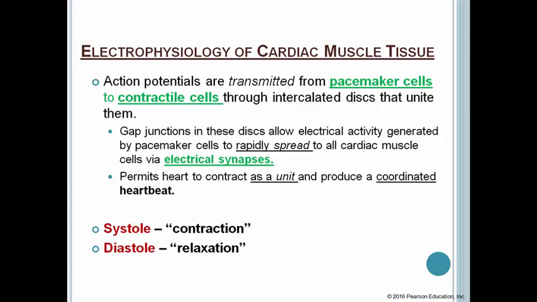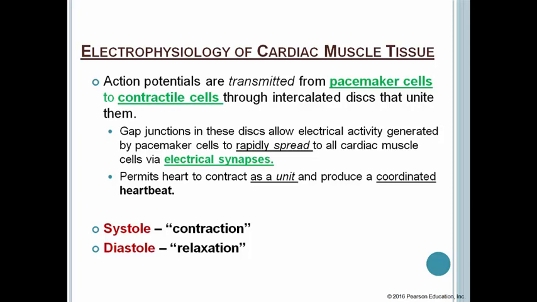Moving on with the electrophysiology, now we know that action potentials, once they begin from the pacemaker cells and then spread to the contractile cells throughout the tissue, use the intercalated discs that are going to interconnect and intertwine all of the cells together into one unit. We know again that gap junctions are going to allow for the electrical activity within the membrane to rapidly spread through all the cardiac muscle cells. So using these electrical synapses, remember a synapse is a space between cells, but allowing ions to spread out, allowing the intercalated discs to do their job, and the gap junctions, it allows the entire heart to contract as a unit and produce that coordinated heartbeat that we consider normal sinus rhythm.